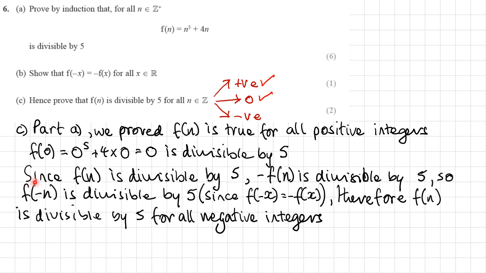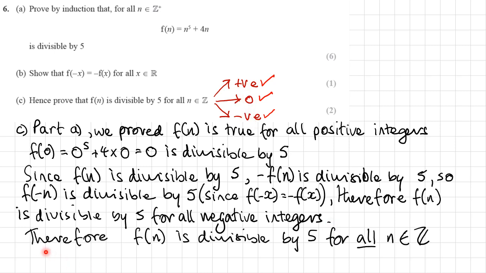Now, since we've already proved that f of n is divisible by 5 in part A, negative f of n is also divisible by 5, because all we're doing is looking at the negative numbers, so they're always going to be divisible by 5. So f of negative n is also divisible by 5 because of what we proved in part B, that negative f of x is equal to f of negative x. Therefore, f of n is divisible by 5 for all negative integers. So we've proved the last bit. We've proved it's true for positive integers, 0, and negative integers.